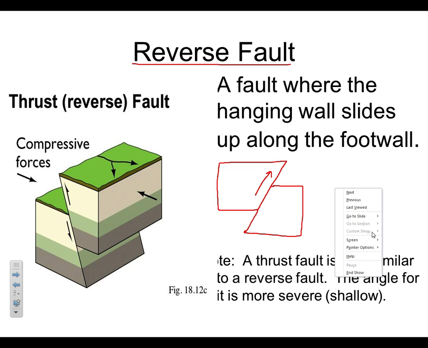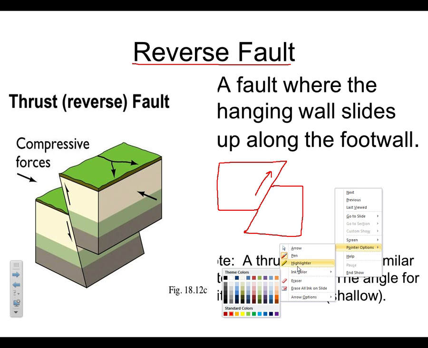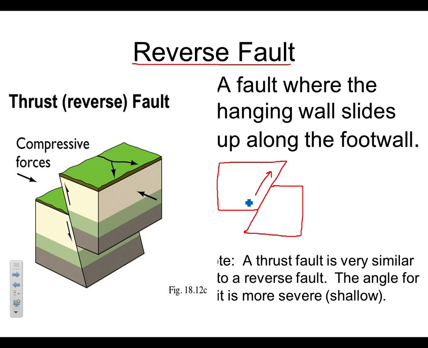Again, which one's the hanging wall, which one's the footwall? If I want to draw my imaginary person stuck in there, I can. Stand the imaginary person straight up. The hanging wall is where the head is. Footwall is where the feet are. So that is a reverse fault. The hanging wall went up along the footwall.